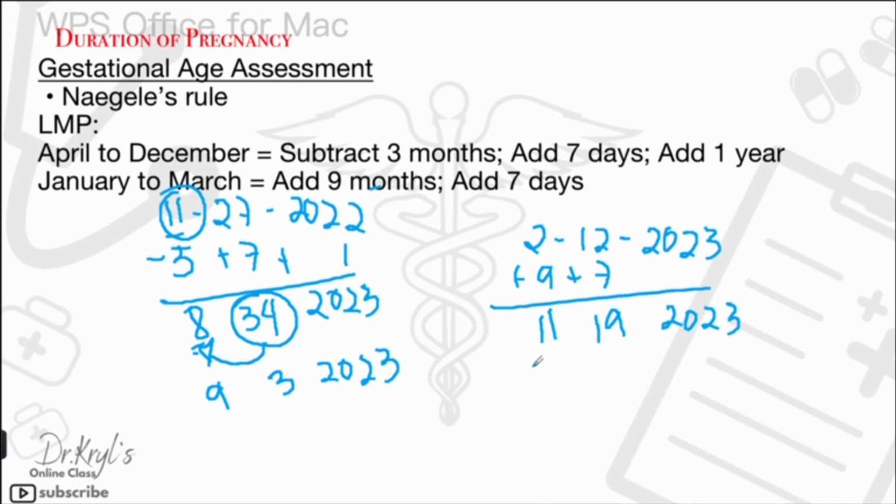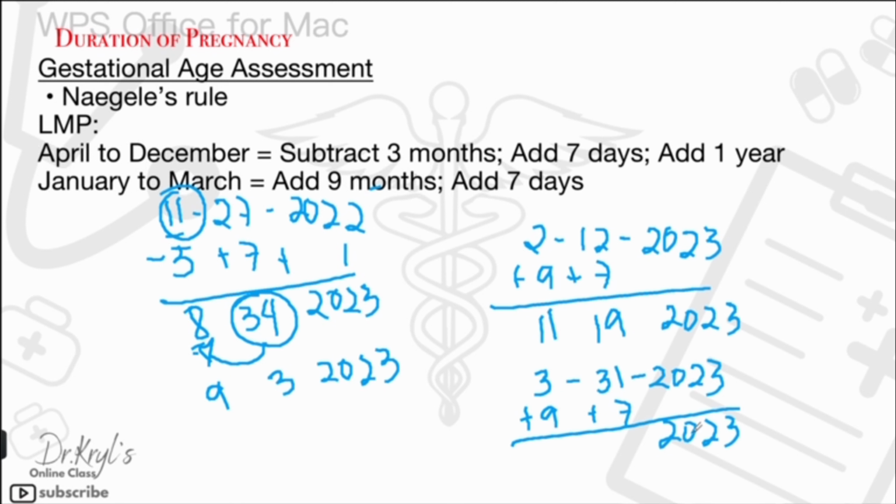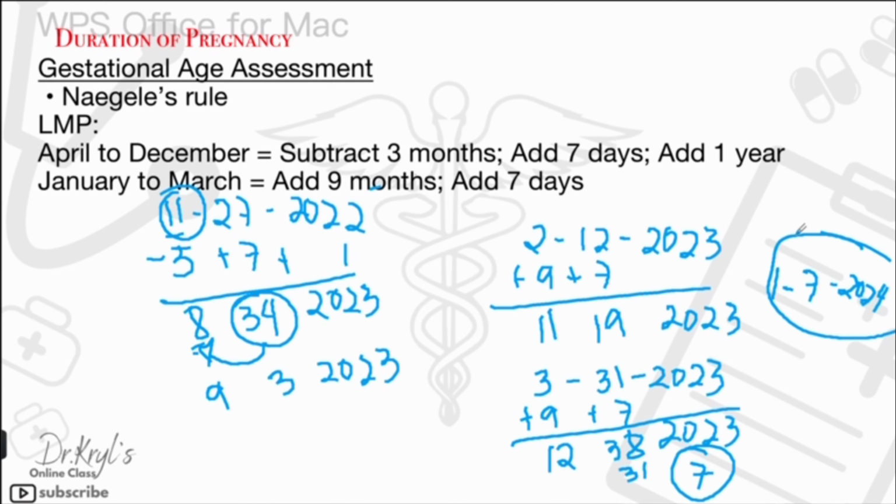Okay. Another example, March 31, 2023. So plus 9, plus 7. 2023, 38, 9, 10, 11, 12. So what to do with this? How many days in December? It's 31. So minus 31, there will be a remaining of 7 days. So it is January 7, 2024. Okay? Common sense.